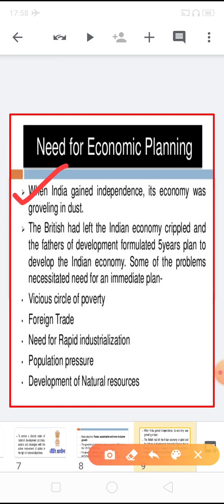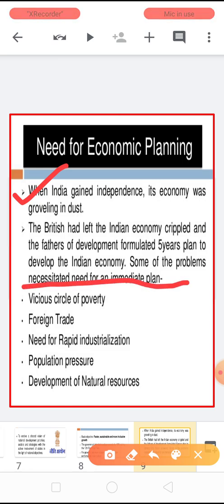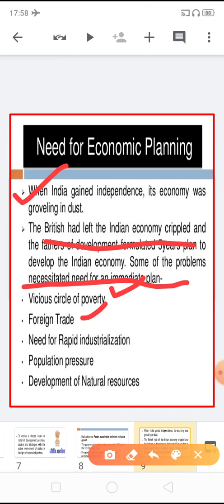So in this way, there is a need to start up the five-year plans, just to remove the most important problems, or you can say the necessities of the economy at that point of time. The first one is the vicious circle of poverty: to reduce the poverty of a country, to improve the foreign trade, and the need for rapid industrialization. We need to increase our industrialization so that the economic condition of the economy can improve.